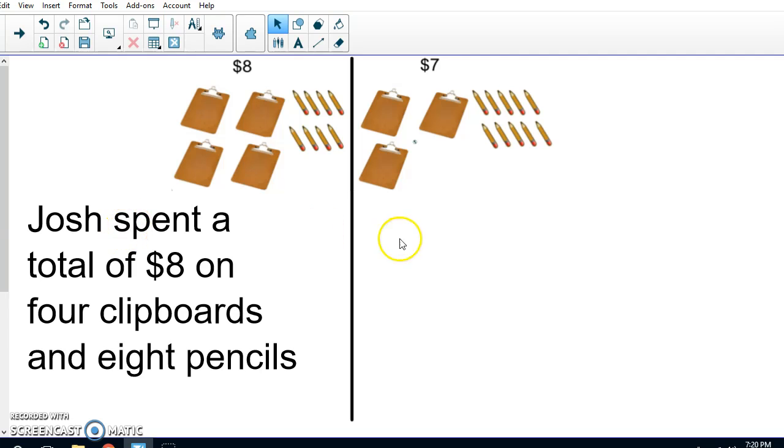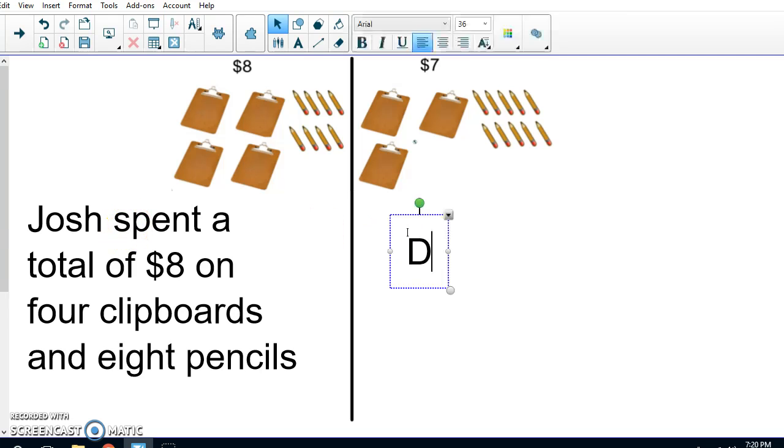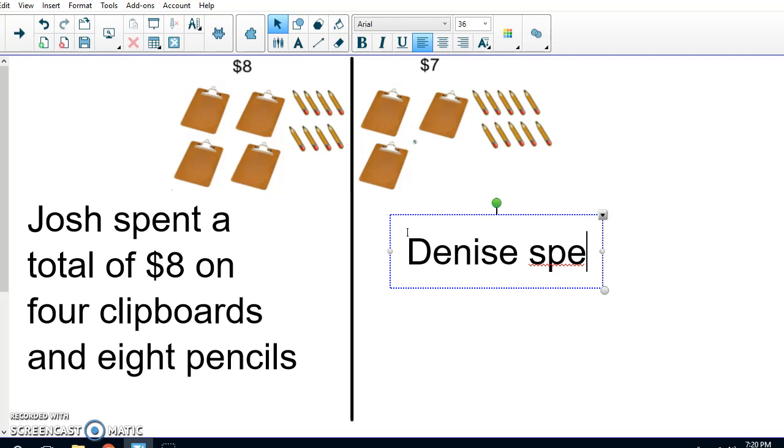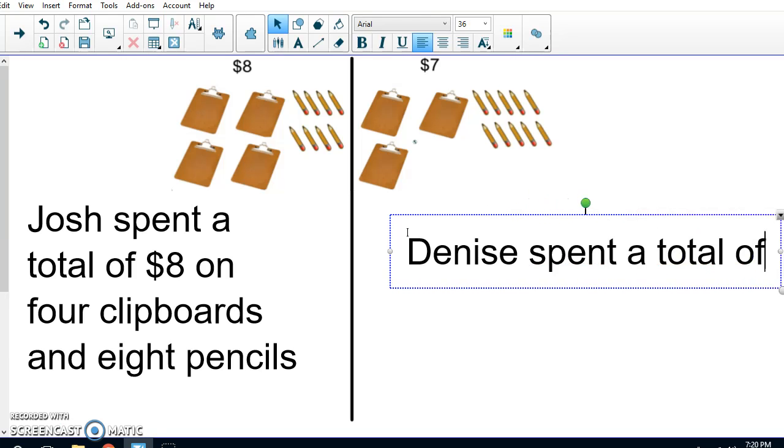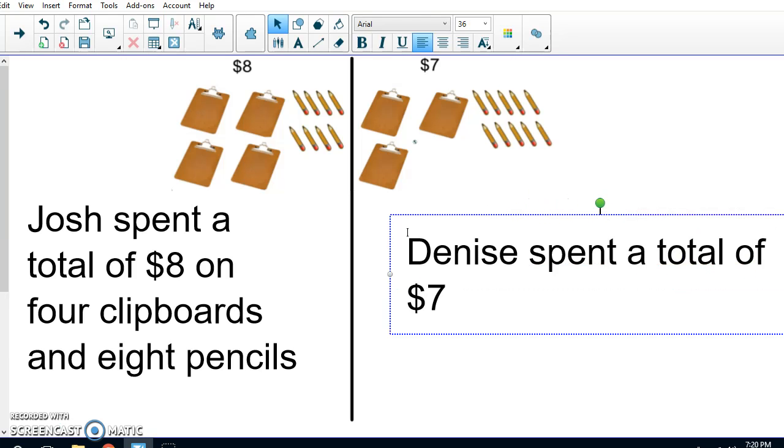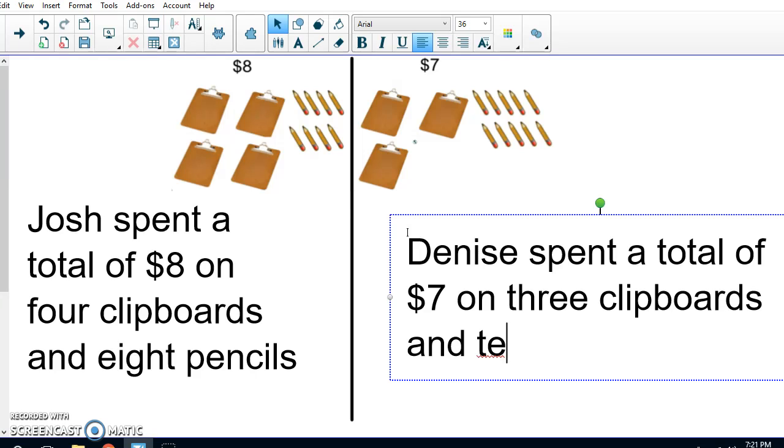Some of those, and actually probably should have done 8 here just to force more practice on words and numbers swapping out. All right, and over to the right here we have Denise spent a total of $7 on 3 clipboards and 10 pencils.